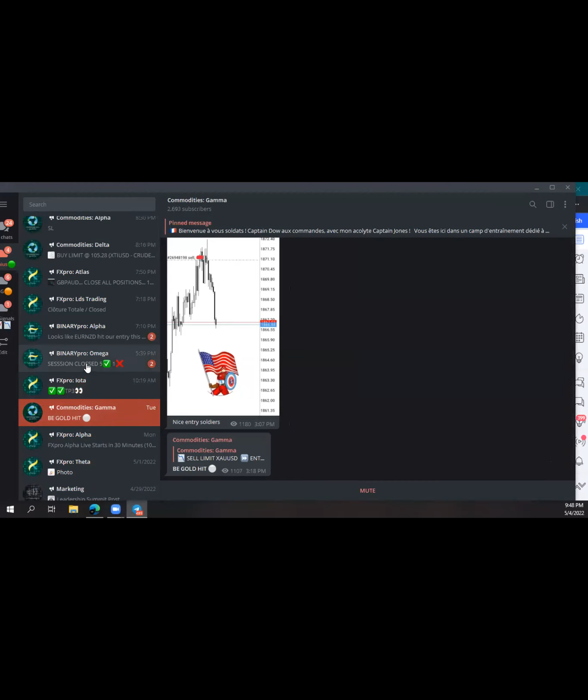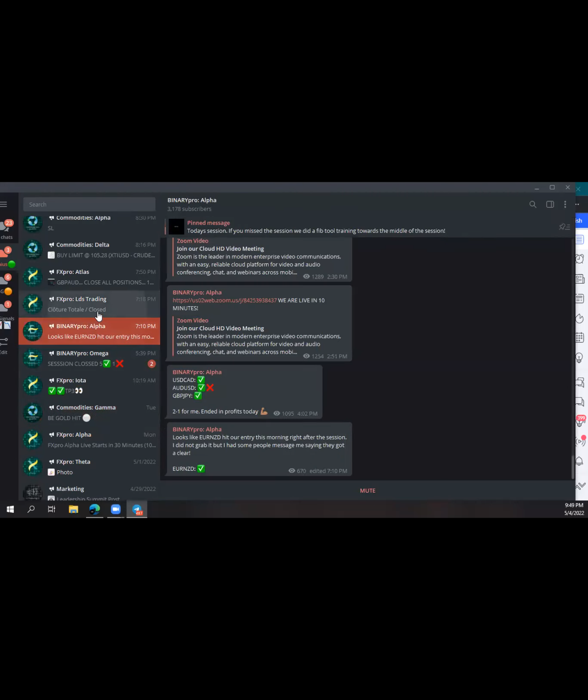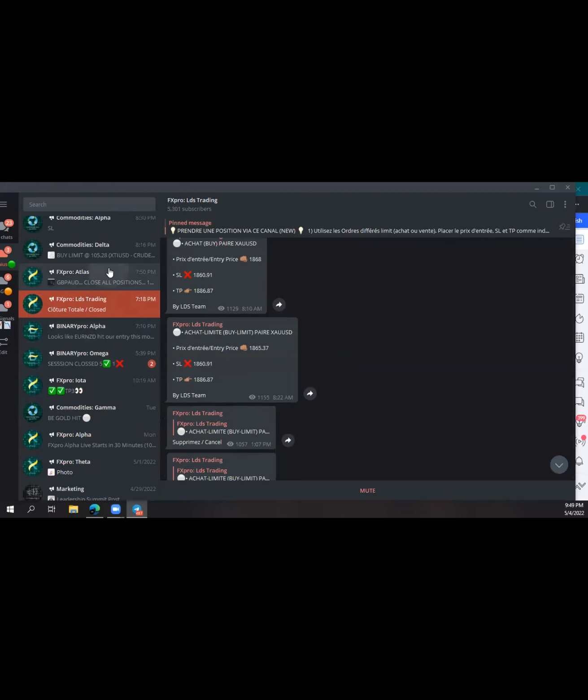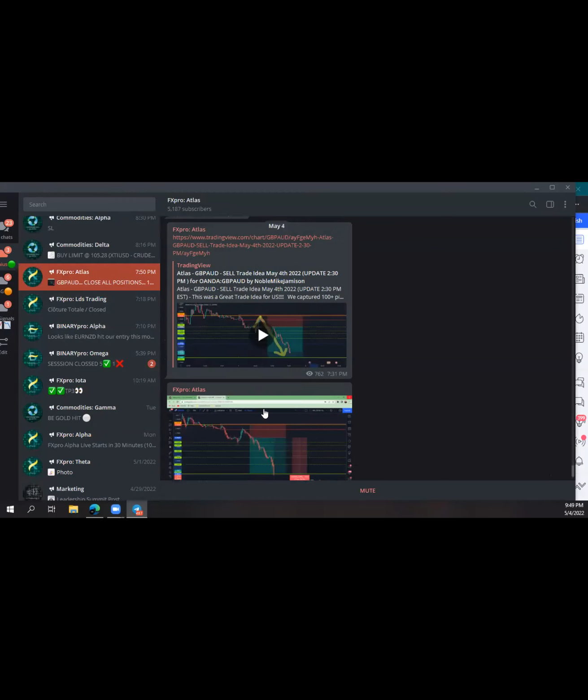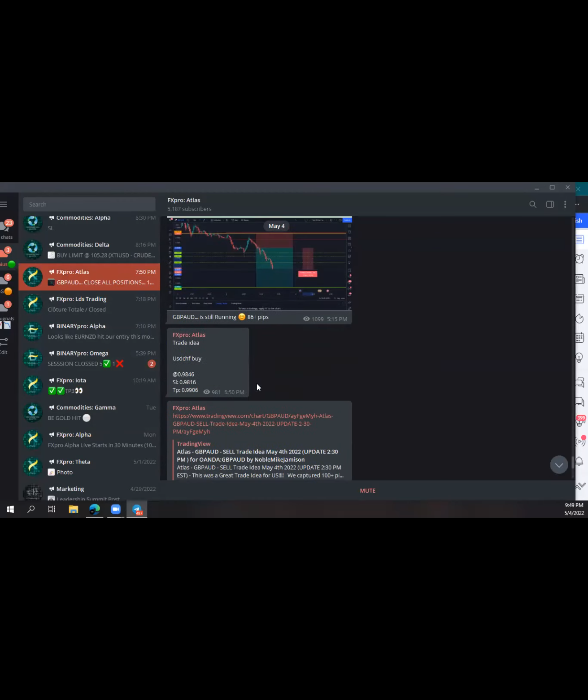USD CHF. What if it hits the stop loss before hitting TP1? What happens? You're out of the trade. If it hits stop loss before hitting TP1, you're out of the trade. I'm looking for the USD CHF trade idea. I think was it here? All right, here. This is it. This is the trade.